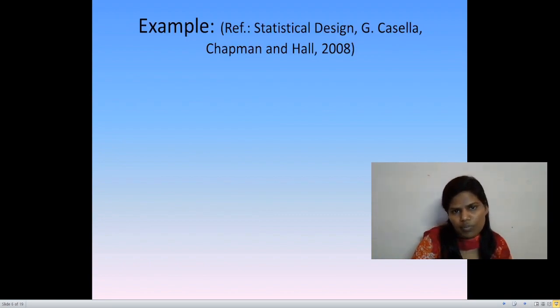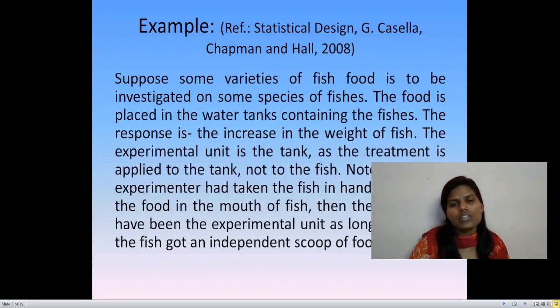Example of design of experiment. Suppose some varieties of fish food is to be investigated on some species of fishes. The food is placed in the water tanks containing the fishes. The response is the increase in the weight of the fish. The experimental unit is the tank, as the treatment is applied to the tank, not to the fish. Note that if the experimenter had taken the fish in hand and placed the food in the mouth of the fish, then the fish would have been the experimental unit, as long as each of the fish got an independent scoop of food.